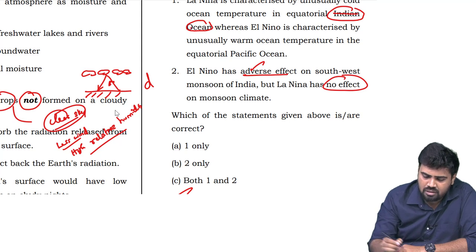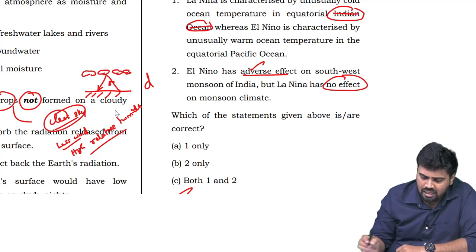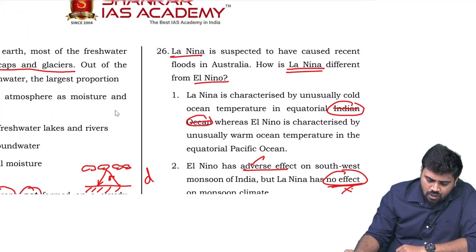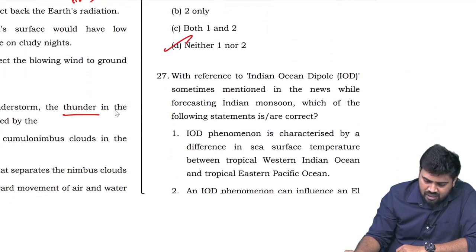So 26, option D, both the statements are wrong. It is given as Indian Ocean, that is false, and it has adverse effect, but La Nina also has an impact. So it is again an extreme statement. Okay, so 26, option D.